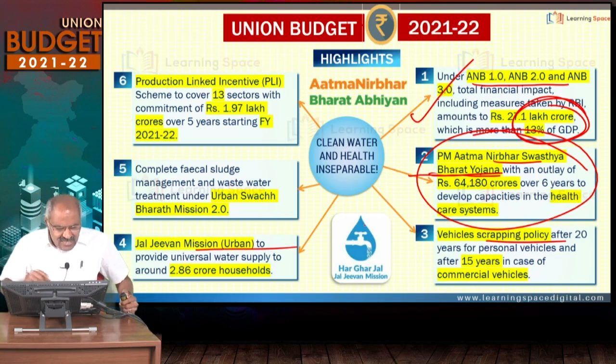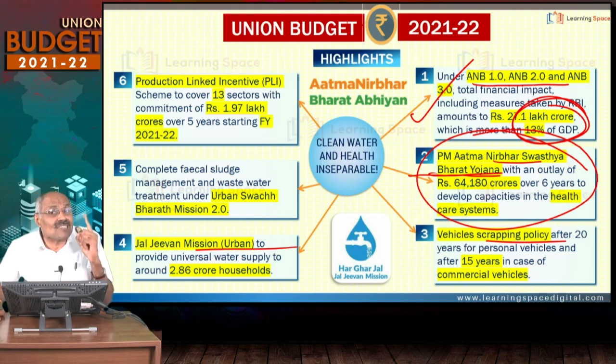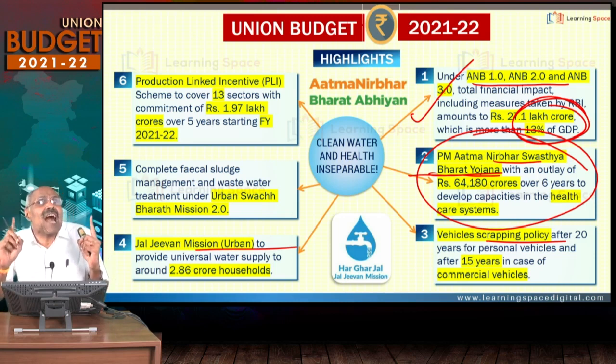Then, Jal Jeevan Mission Urban. All of you are familiar. Government previously launched Jal Jeevan Mission Rural, and government intends to provide 16 crore tap connections through Jal Jeevan Mission Rural. Now through Jal Jeevan Mission Urban, government wants to give 3 crore tap connections.